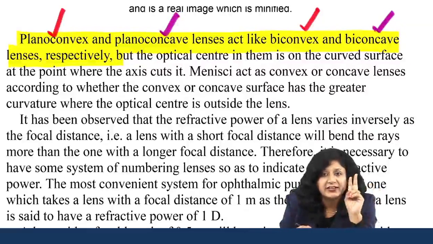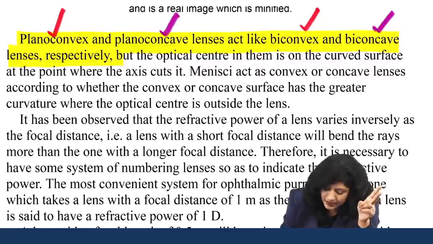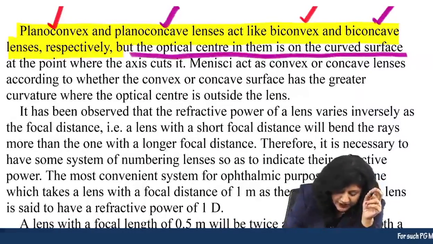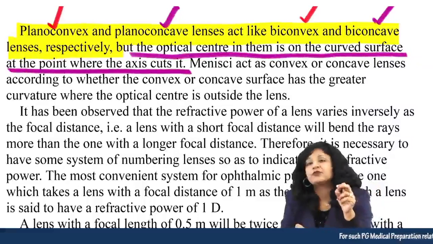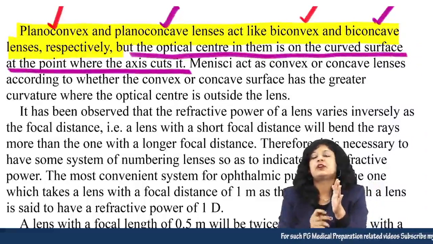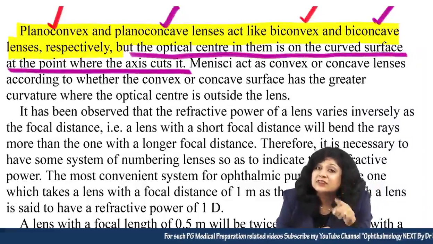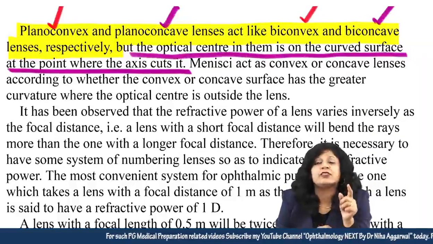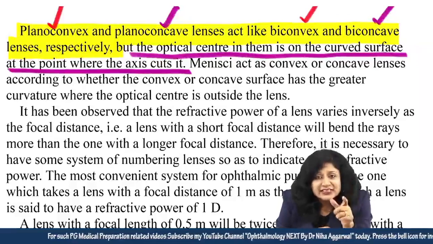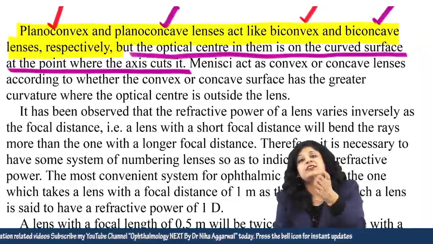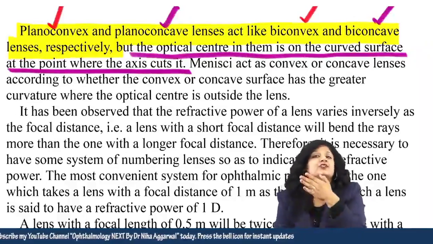So you have already dealt with the biconvex and biconcave, but the optical center for these is on the curved surface at the point where the axis cuts. The difference is that here the optical center is not lying in the middle, it is lying at the center of the curved surface. So it will be lying on the center of the convex surface in the case of the plano-convex, and on the center of the concave surface in the case of the plano-concave.